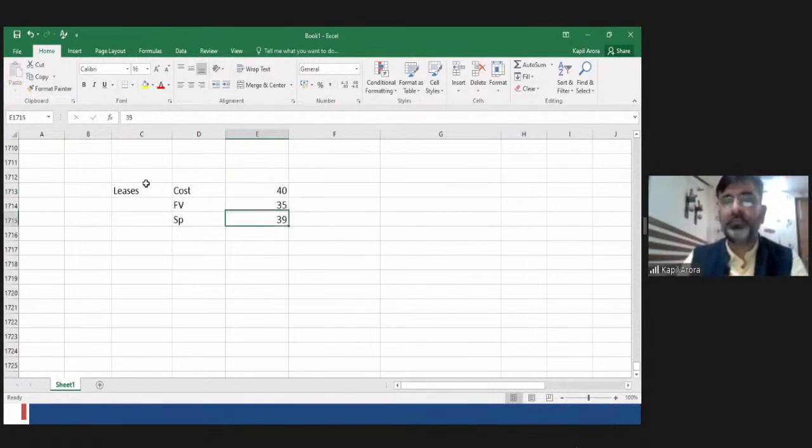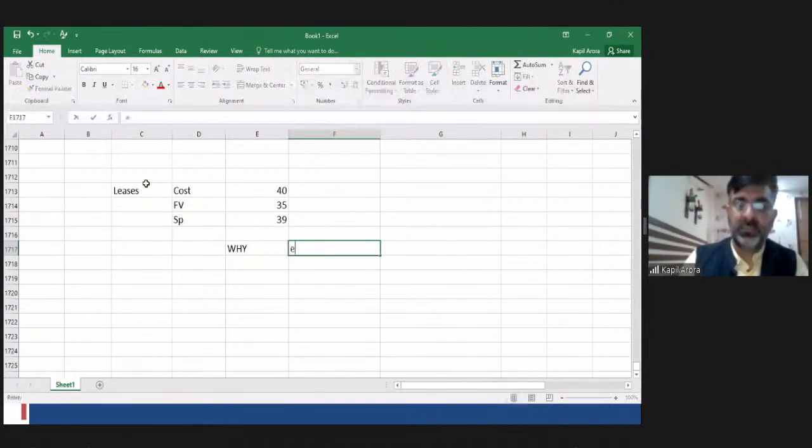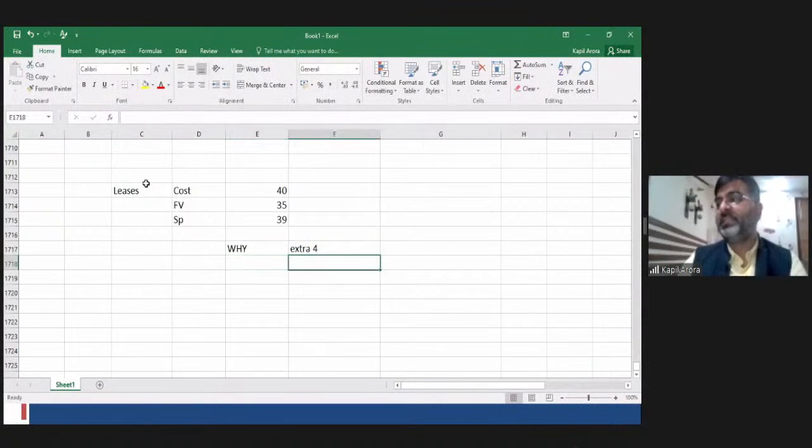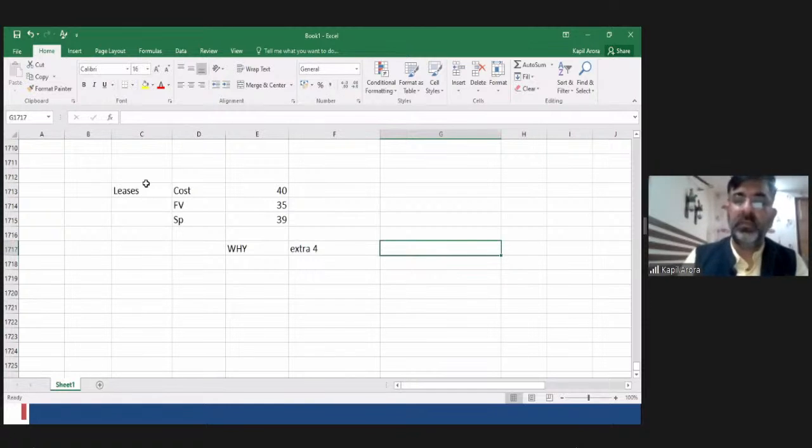Okay. Now cost is 40, fair value 35, sale price 39. The point is why somebody will pay extra 4. So it means the 4 profit will not be taken to the P&L straight away. This will be parked in the balance sheet and amortized over the period.